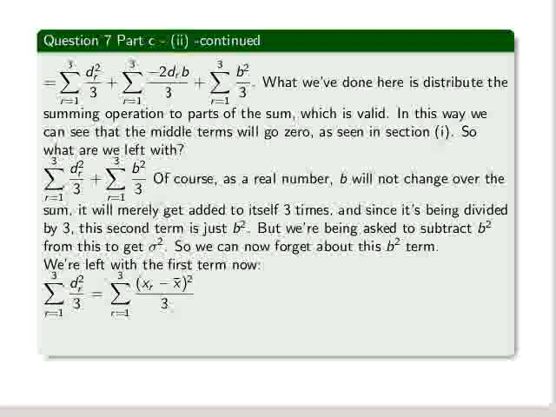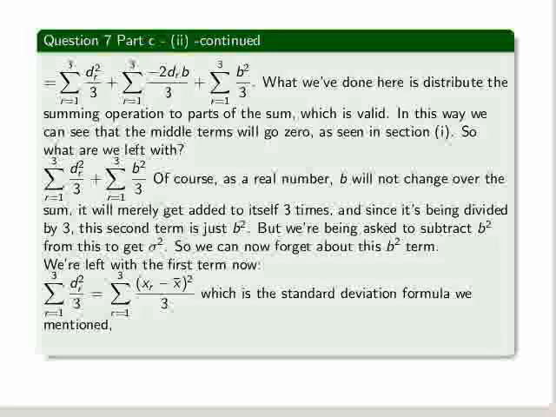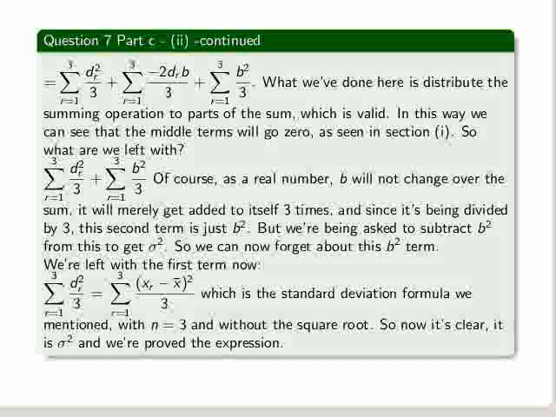So we can expand that, substitute our value for dr in there, and we actually see that this is the standard deviation formula we mentioned in the beginning, with n equal to 3 and without the square root. So now it's clear. The answer is sigma squared, and we've proved the expression.